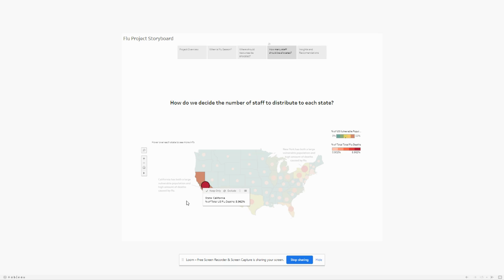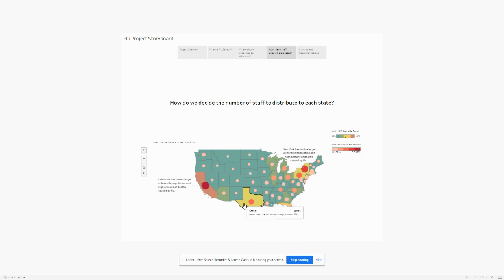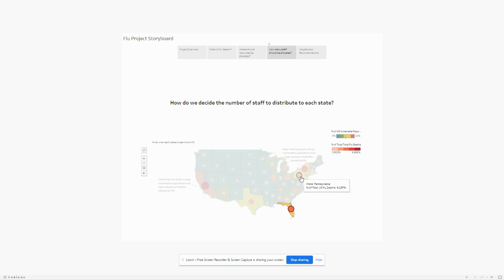Either one of these metrics or a combination of the two may really help the agency decide how it will allocate staff throughout flu season to each state. Once again, we see similar trends in Texas, Florida, Pennsylvania, and New York.